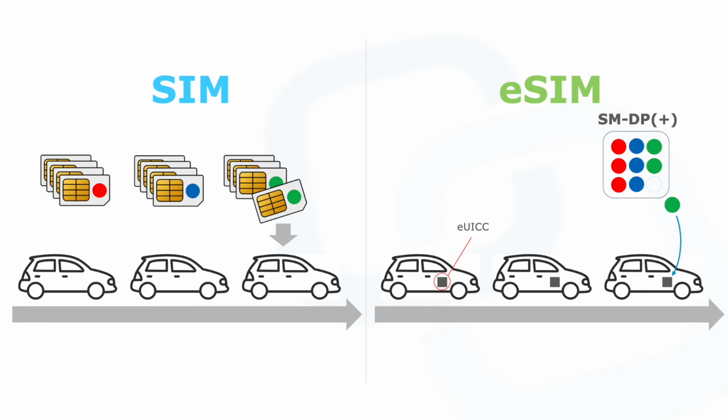Then at some point towards the end of the production line, an appropriate eSIM profile for the country where the car is being shipped to will be downloaded into the EUICC. And in reality, this does not even need to be done on the production line. The car could be shipped first, and then an eSIM profile downloaded to it in-country.